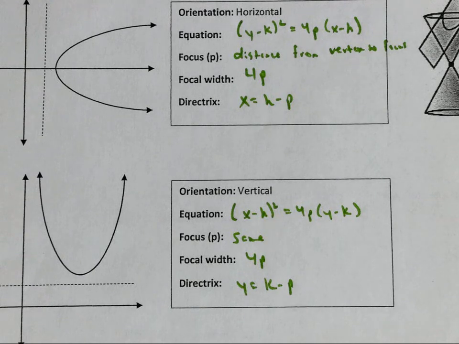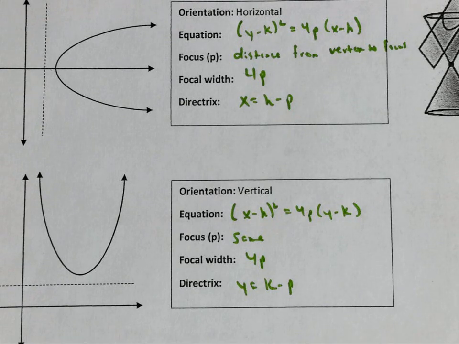Now the focal width. Let's say your p-value is 2. 4 times 2 is 8. That means your focal width is 8. That means at your focus, that's how far your parabola spans out. So if the whole thing is 8, and I'm at my focus, that means it goes how many units this way? 4, and how many that way? 4. That's what focal width means, okay?